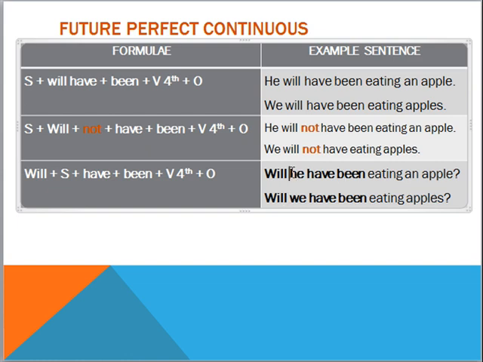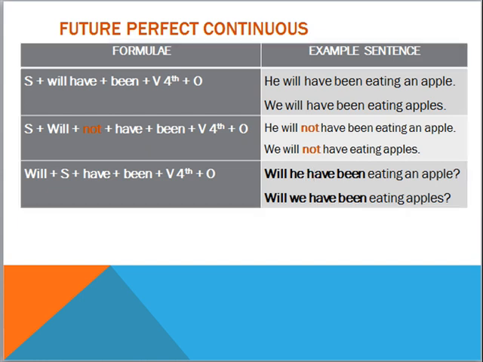Just keep in mind that with he, we are using have here because it is not directly interacting with the subject, but it is a part of will have been. So it won't change, it will remain: will he have been.